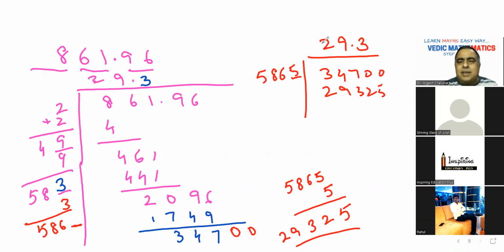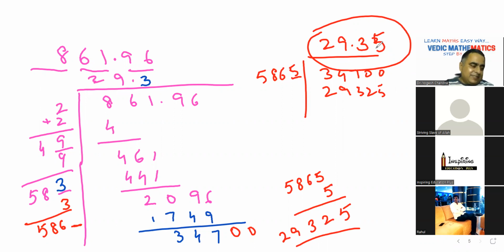So that means my square root is approximately 29.35. Correct. See, if it was 900, it would have been 30. Clear? Any doubt?